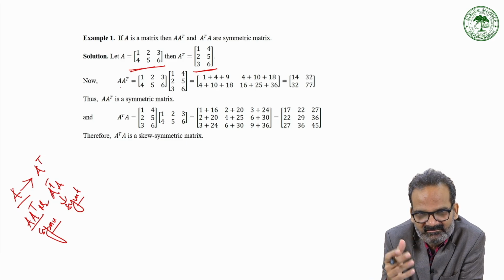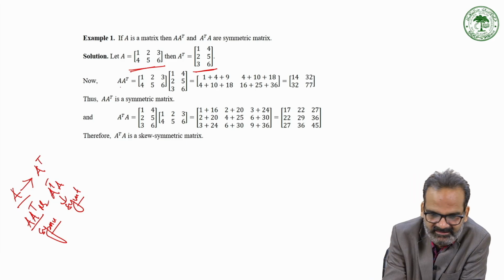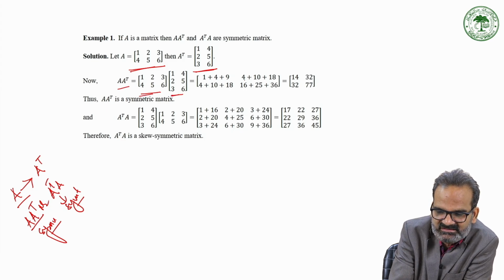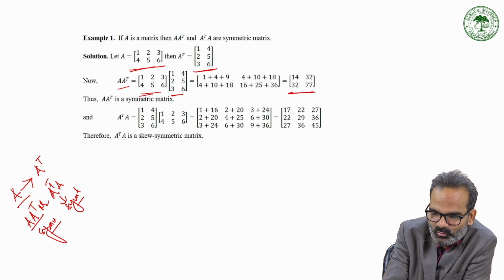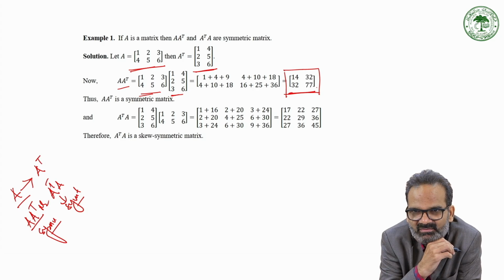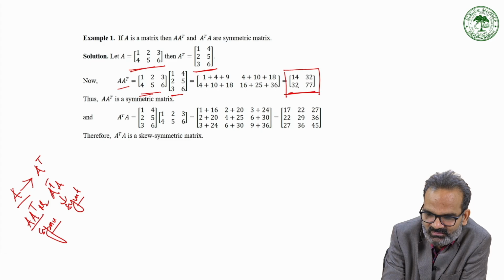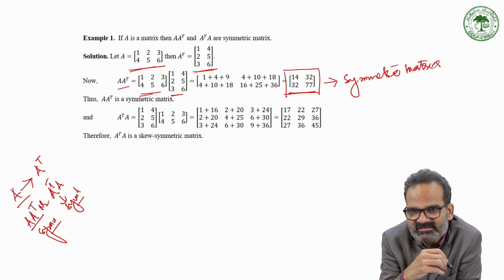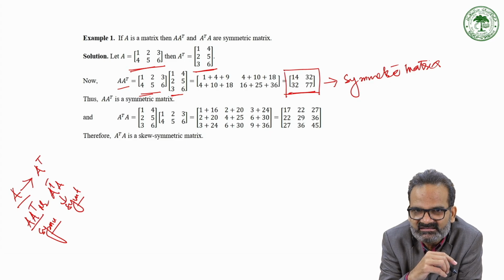I cannot discuss the process of multiplication here again. This is A, this is AT, A into AT, multiply this matrix with this. The product of these two matrices, it is mentioned here in detail, comes out to be this matrix, right? 14, 32 as the first row, 32 and 77 as the second row. See, 14, 32, 32 and 77, this is a symmetric matrix. Verify it yourself.